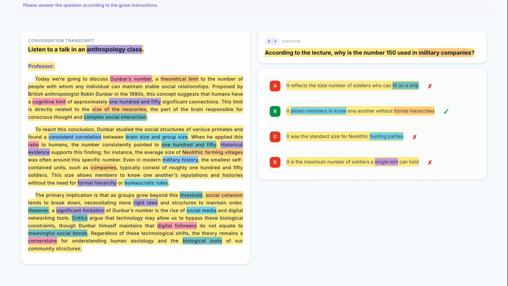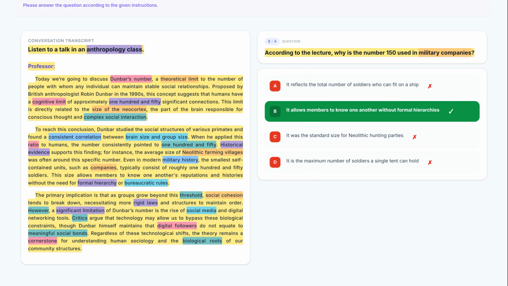Therefore, the correct choice is option B, because the professor explains that groups of 150 can rely on personal reputations rather than rigid bureaucratic structures.